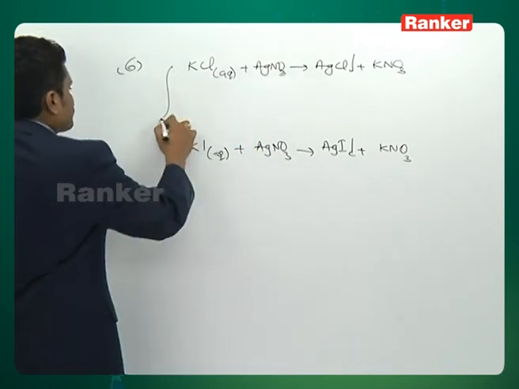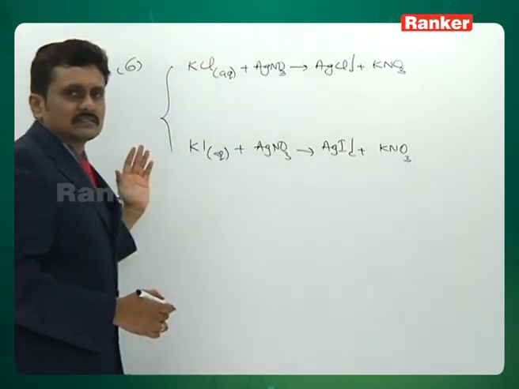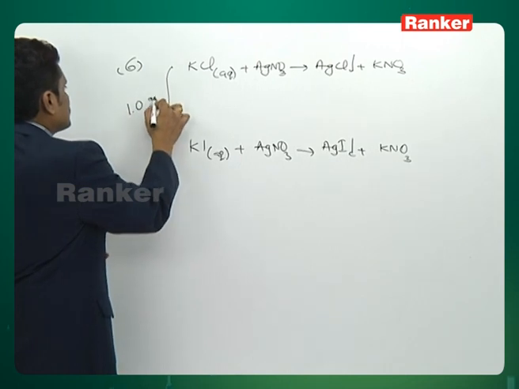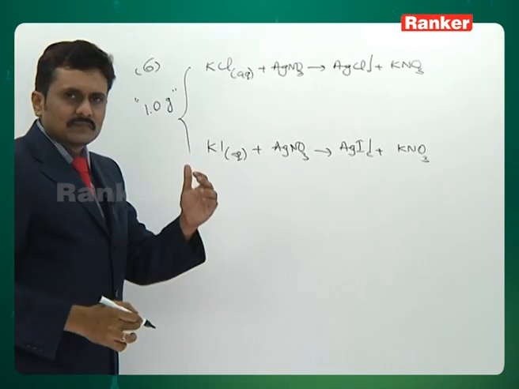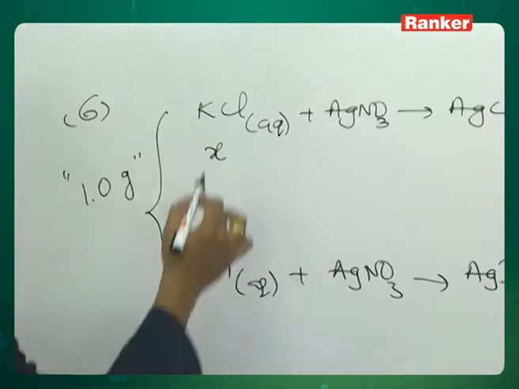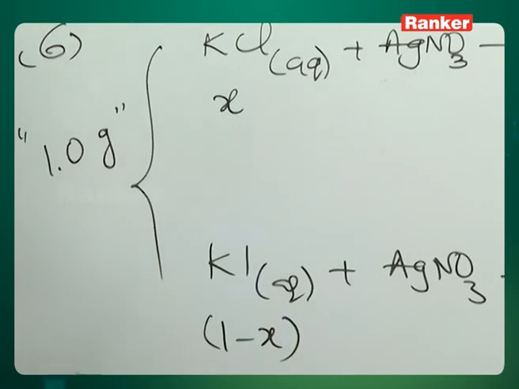After knowing that yes, it is balanced in all the cases, move ahead by taking the total weight of the mixture, which is given as 1.0 gram. I'll assume the weight of KCl to be x gram, and the weight of KI is 1 minus x gram.